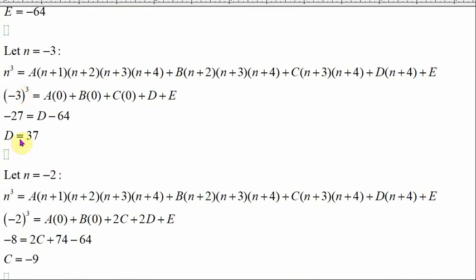And to find d, we can let n be negative 3. When n is negative 3, then we'll get negative 27 for the left side. And when n is negative 3, this will be 0, this will be 0, and this will be 0. And then negative 3 plus 4 is just 1. And so we get d, and then plus e. But e is negative 64. And so d will be 37.